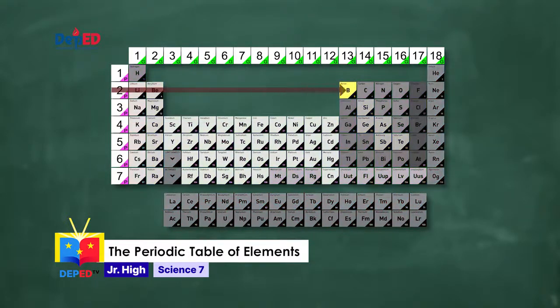Boron is in period number 2. Nitrogen is in period number 2. Fluorine belongs to period number 2. Phosphorus belongs to period number 3. And iodine is in period number 5.